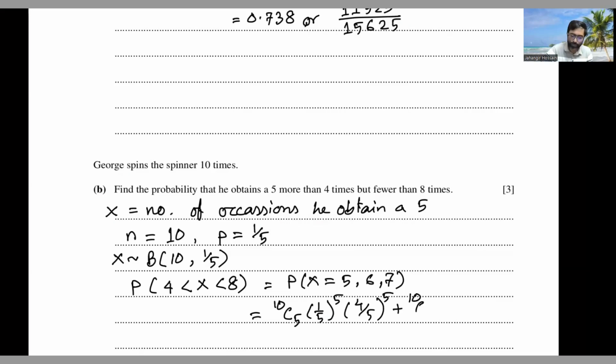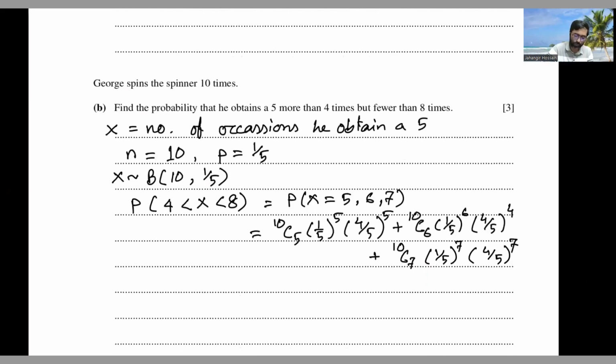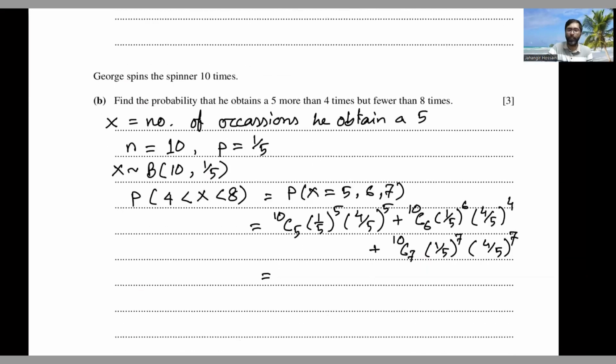Then 10C6, (1 by 5) to the power 6, (1 minus 1 by 5, that's 4 by 5) to the power 10 minus 6, that's 4. Plus 10C7, (1 by 5) to the power 7, (4 by 5) to the power 3. So that's the probability, and when you add these three, you will have 0.0327 correct to three significant figures.